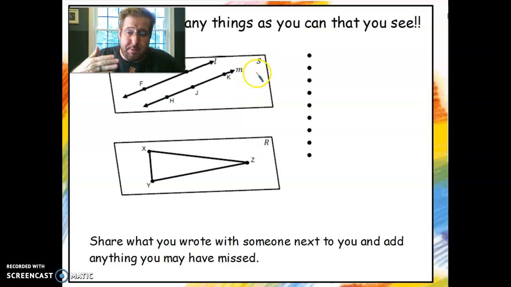We could also say maybe a plane S is above plane R. Keep in mind that this picture is made to look 3-dimensional. So we have like plane R here and plane S above. All right, I think that's about it.